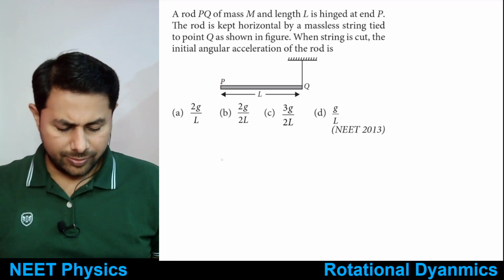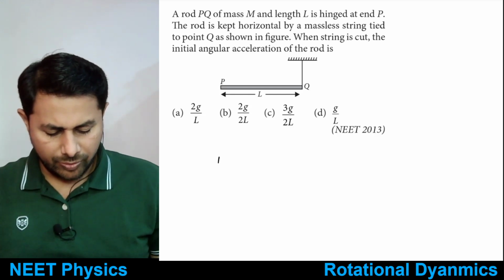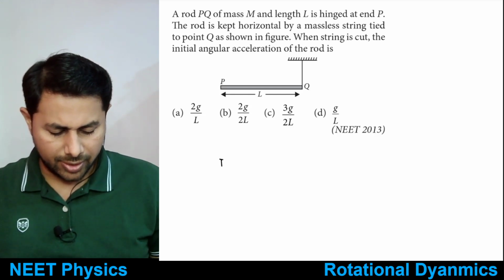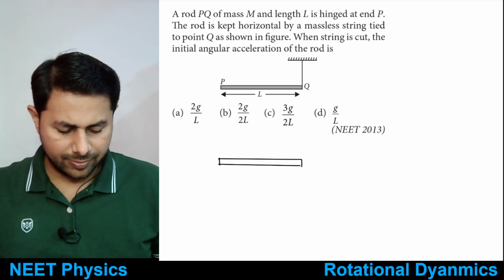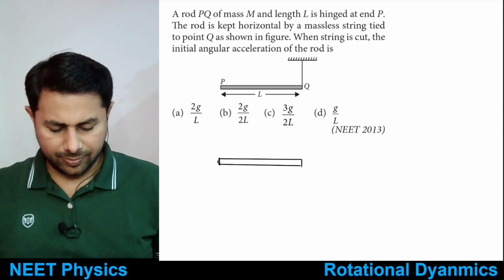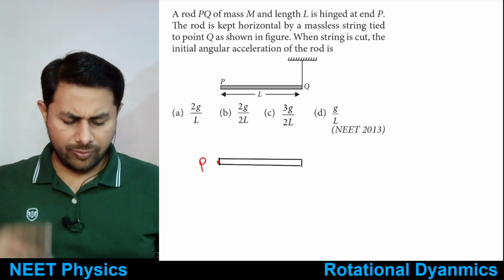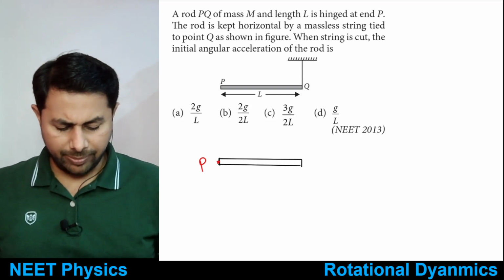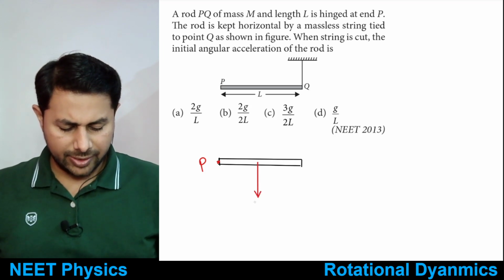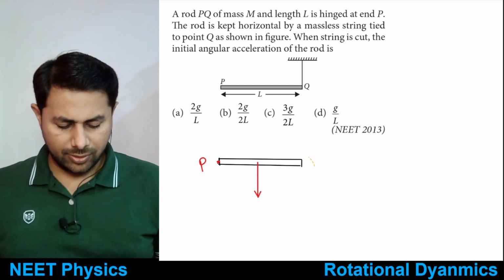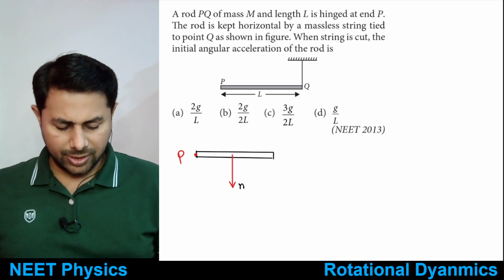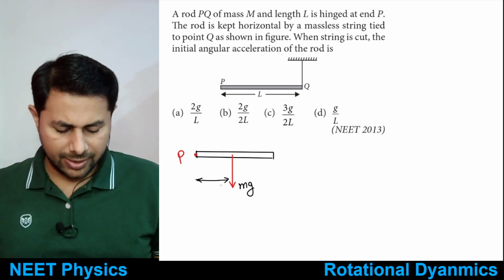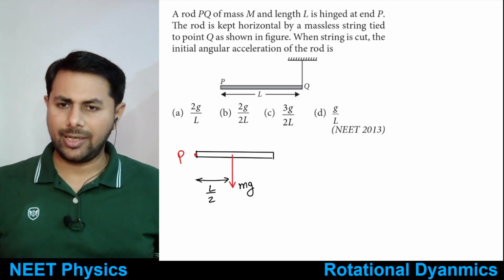So therefore now what we must do is find out the torque due to whatever forces are there about point P. When you cut the string, there is only one force left. What force is that? It's the gravitational force, okay, and it will act at the midpoint, right? So the force is equal to mg, and it will act at the midpoint, that is at length L by 2.